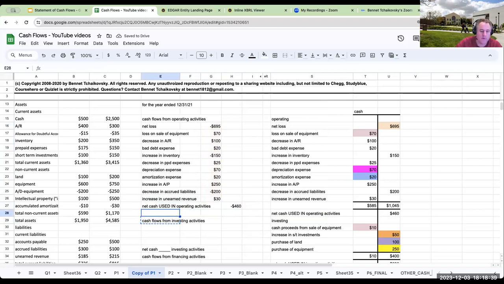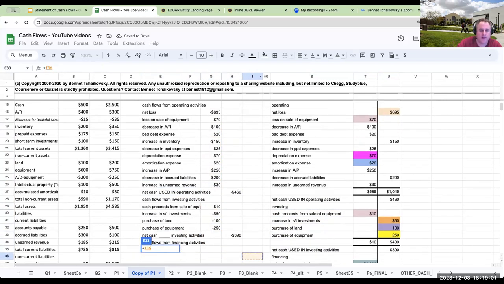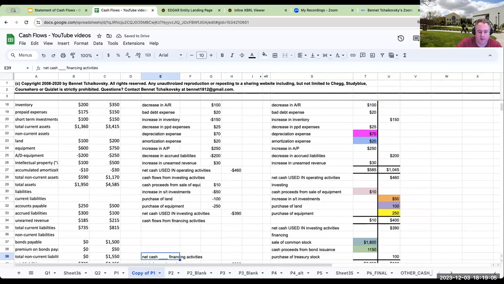Okay. From investing, I have cash proceeds from the sale of equipment, increase in investments, purchase of land, purchase of equipment. This is a positive amount because it's a debit. These are all going to be negative amounts. So over here, it's going to be 390, net cash used in investing activities.